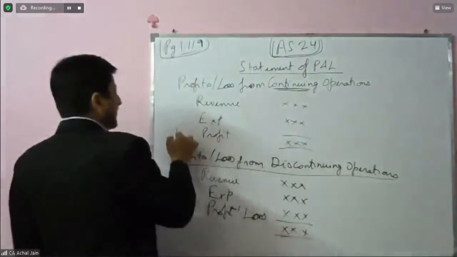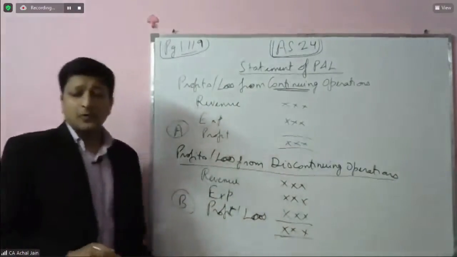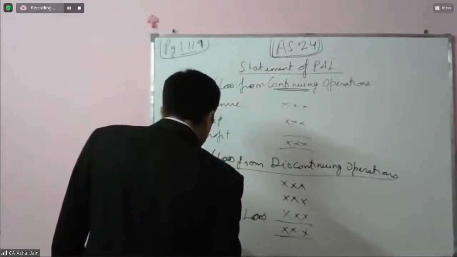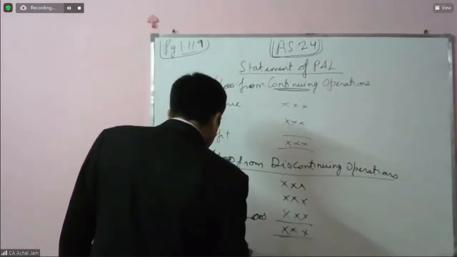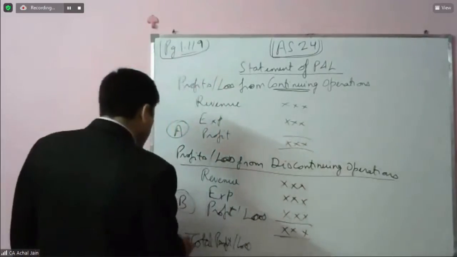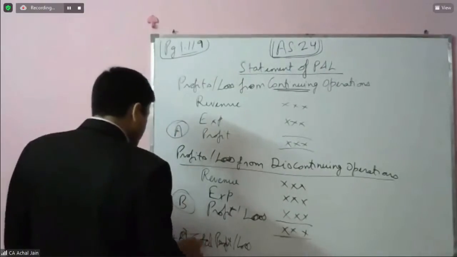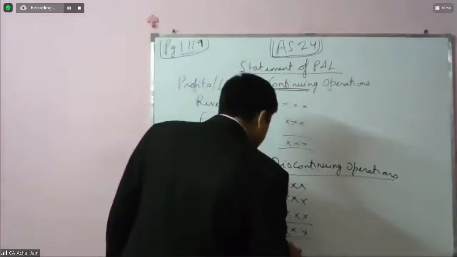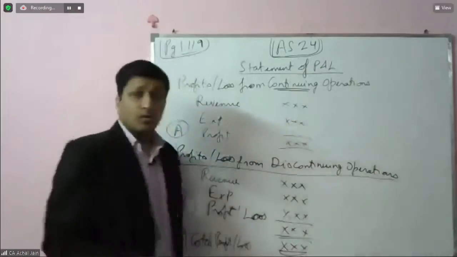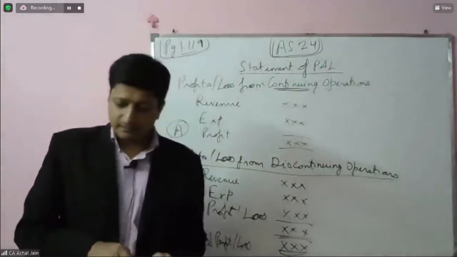Okay, so this will be A, this will be B, and what are your total profits or total losses? A plus B. So this is what the presentation requires.